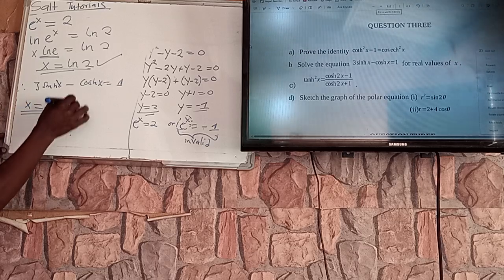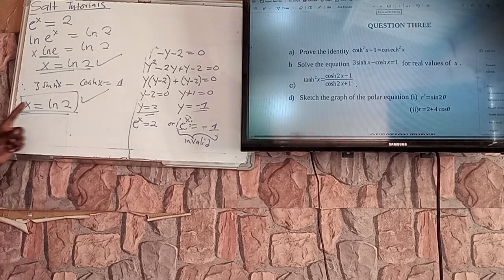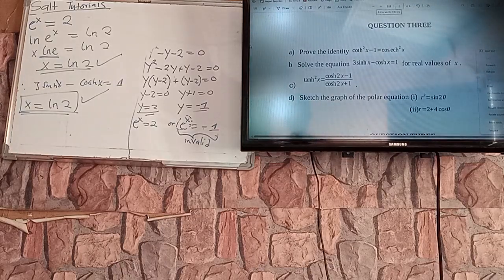And since in Ma-110 we don't have calculators, we will leave our answer in that form, to say the value of x is equal to the natural log of 2 as a solution.